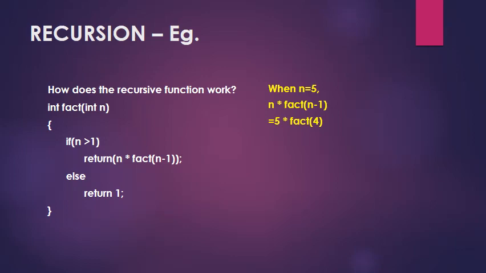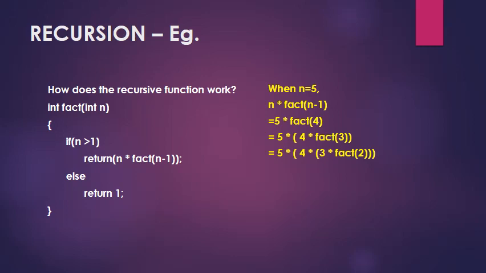Now fact of 4 is another function call, another call to the same function. அப்போ என்ன ஆகணும்? இப்போ n value will be replaced by 4. So what should happen actually? Fact of 4 க்கு பதிலா நம்ம என்ன எழுதணும்? 4 into fact of 3 அப்படின்னு ஆகணும். So this is what happens: 5 into 4 into fact of 3. இப்போ fact of 3 என்னவா மாறணும்? 3 into fact of 2 மாறணும். So that happens. So these steps are carried out implicitly.